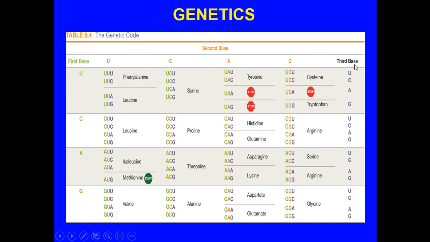Finally, we get into the third base. This is where they get the UCAG. The third base would be G here, would be A here, would be C here, and would be U here. And consequently, do the same thing throughout here. Now, what you have to understand is this, and this has done some serious experimental work.